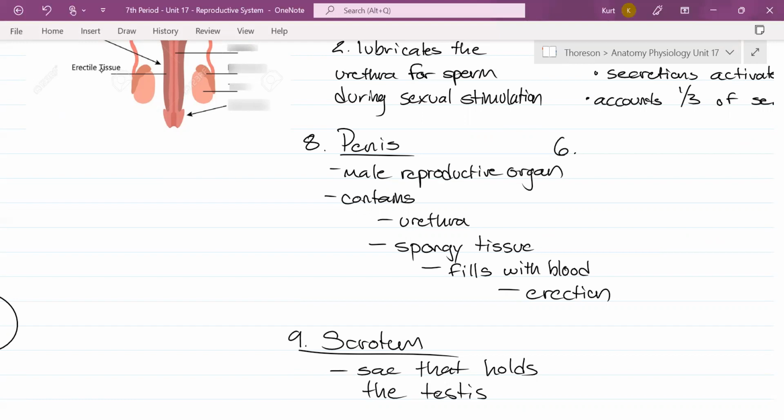Here's one other thing. Where did the scrotum come from? What did that used to be? The labia minora and majora extended and fused together.